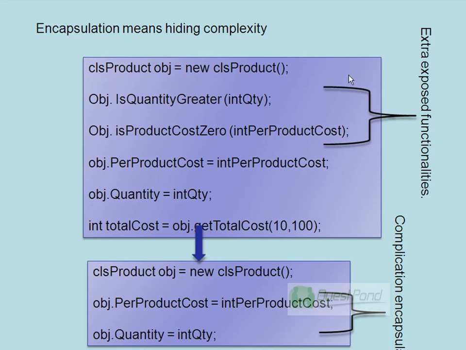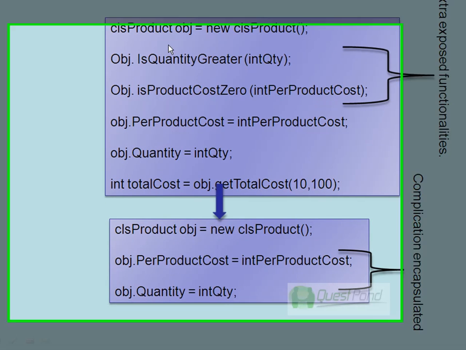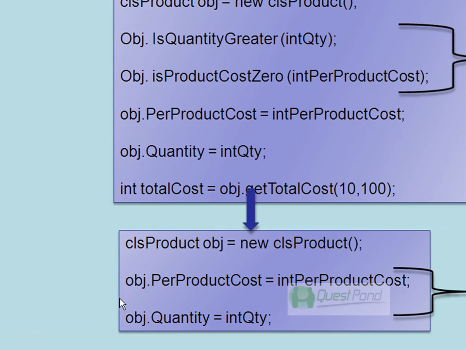Now on your slide you can see that there are two code snippets. The top code snippet shows without encapsulation, and the bottom code snippet shows with encapsulation. You can clearly see that without encapsulation you need to interact with so many statements, while with encapsulation you need to interact with just 3 statements.